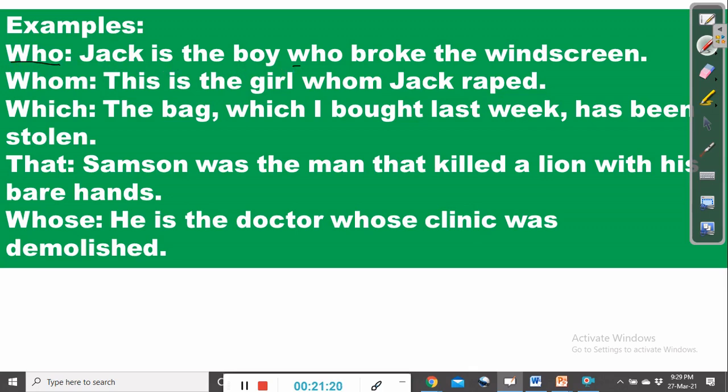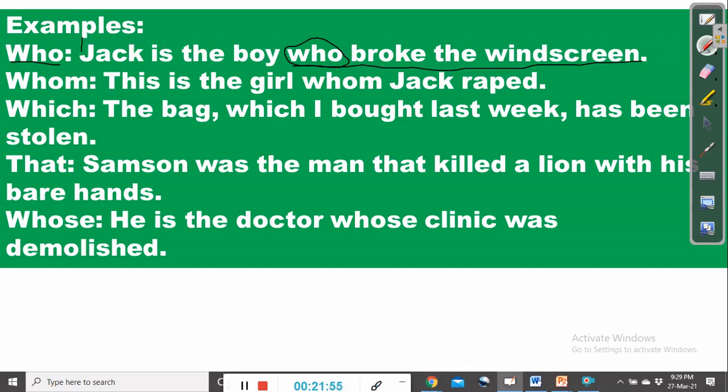Jack is the boy who broke the windscreen. Now, you can see that we use the relative pronoun to introduce the relative clause. So the relative clause here is who broke the windscreen. All right, this is the boy who broke the windscreen. And what the relative clause does is that it is part of the noun phrase.